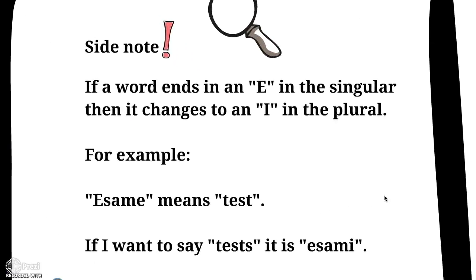Take a look at the side note. If a word ends in an E in the singular, then it changes to an I in the plural. For example, esame means test. If I want to say tests in Italian, more than one, then I say esami. Listen carefully for the difference. Test, esame. Tests, esami.